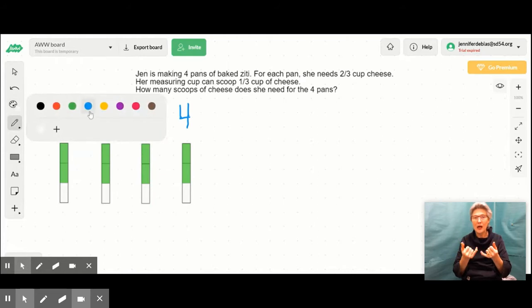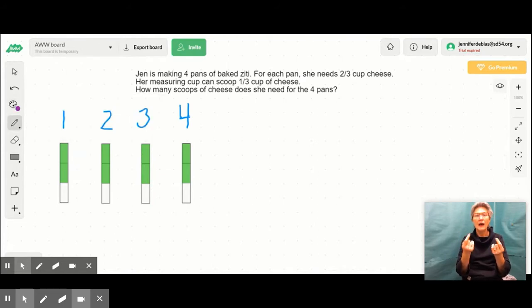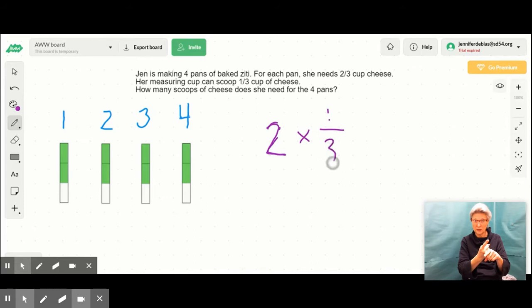So now I'm thinking about how I can figure out how many times she has to scoop. I'm going to look at pan 1 to start, right? I know that for the first pan of baked ziti, she's going to have 2 times 1/3, right? What I did was I took the whole number 2 and I'm multiplying it by a unit fraction. The reason I did that is because I see 2 parts shaded in, 1, 2, the purple dots on them now, and I know that those are each 1/3. So 2 times 1/3 for pan number 1.